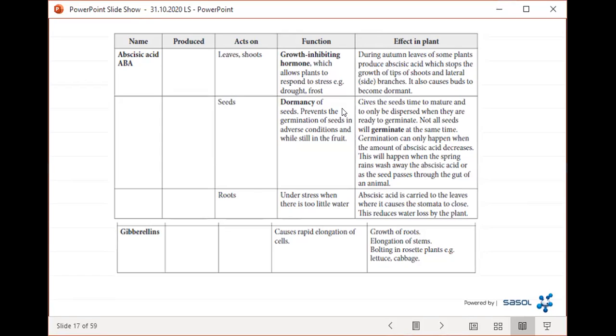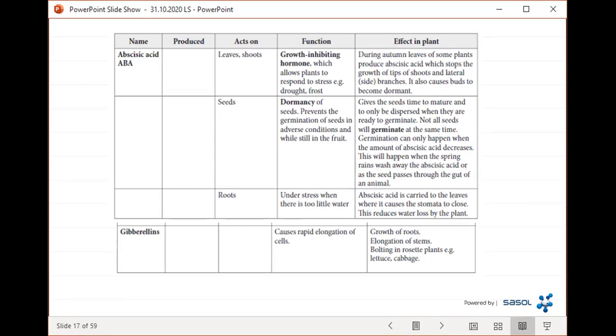Then when abscisic acid acts on seed, we have dormancy of seed. So it basically prevents germination. And then the effect on the plant is that it gives the seeds time to mature and to only be dispersed when they are ready to germinate. So not all seeds will germinate at the same time. Germination can only happen when the amount of abscisic acid decreases, right? So this would usually happen when spring rain washes away the abscisic acid as the seed passes through the gut of an animal.